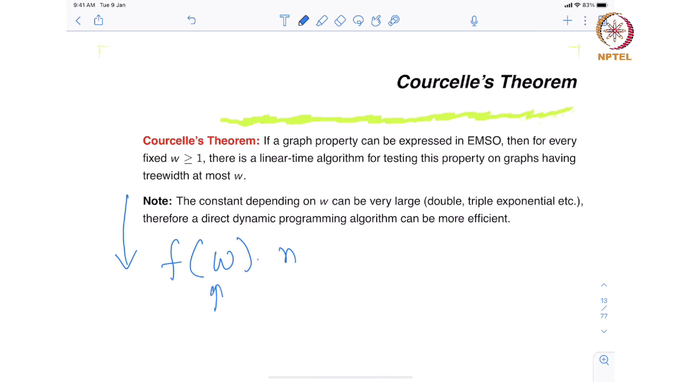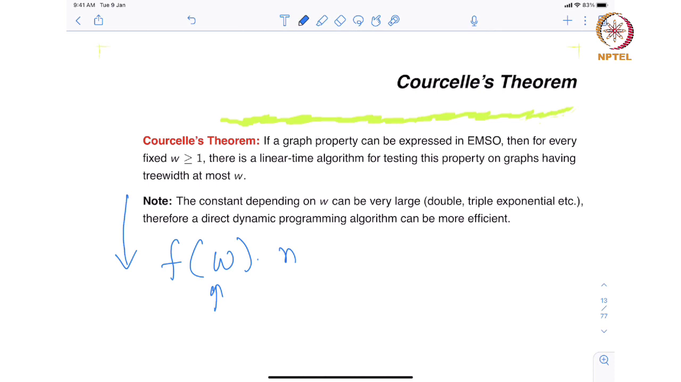But this f of w is a very bad expression, it could be double, triple exponential. The one which directly comes from Courcelle's theorem could be used as a classification theorem, in the sense that it will tell us that this definitely means the problem is fixed parameter tractable parameterized by tree width. Okay. So now that we know that fact, we will try to apply a direct dynamic programming algorithm to design an algorithm which could be way more efficient.